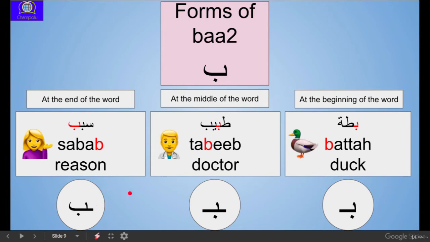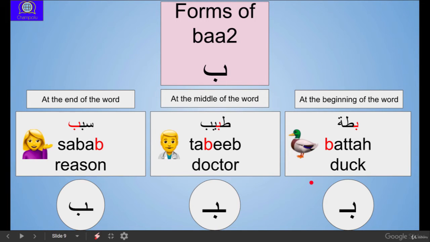You'll notice that all of these different forms agree on one thing: it always has the dot under it. So this dot is the main indicator that this letter is actually B, in addition of course to the shape of it, so that we will be able to recognize whether it's in the beginning or in the middle or in the end of the word.